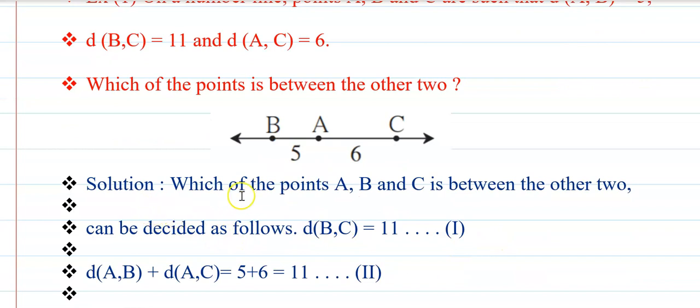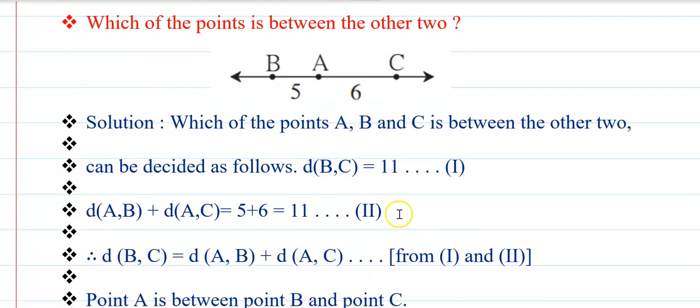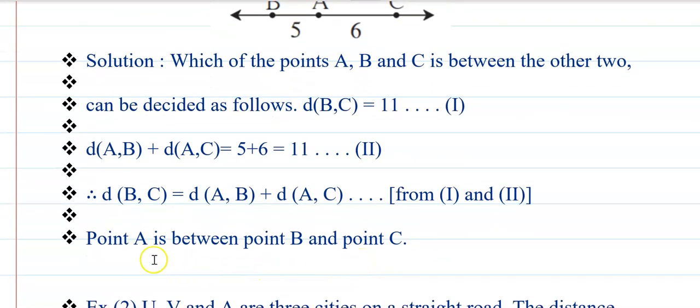Now see the solution. Which of the points A, B, C is between the other two can be decided as follows. BC is equal to 11. We will call this equation number 1, the biggest distance. Now distance AB plus AC: AB is 5, AC is 6, and 5 plus 6 is 11. This is equation 1 and this is step number 2. Therefore, from steps 1 and 2, distance BC is equal to distance AB plus distance AC. And hence, point A is between point B and point C.